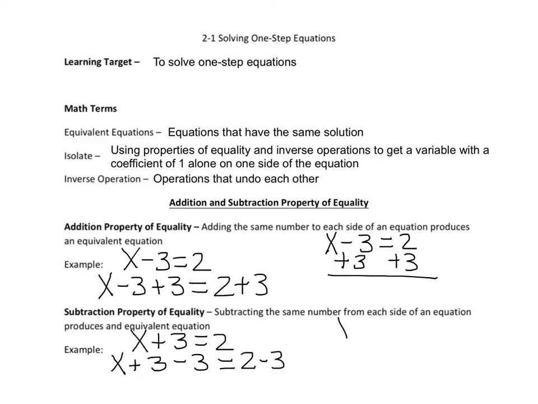Again, I'll write it the way you're familiar with it. x plus 3 equals 2 was the equation. And because of the subtraction property of equality, I can subtract 3 from both sides, and I would still have an equivalent equation.